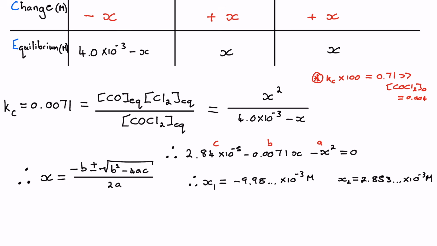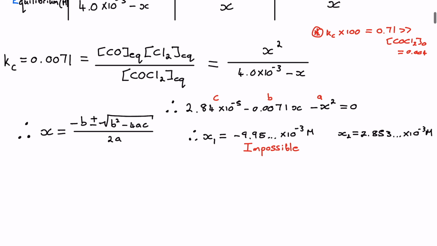Right, this can't be a negative quantity. It can never be a negative quantity, especially because x must be the concentration of some of the species at equilibrium. So this one is impossible. Root 1 is impossible. That means we go with x2. All right, and then we just plug it in. So therefore our concentrations at equilibrium, so the concentration of CoCl2, carbonyl chloride, at equilibrium is equal to 4.0 times 10 to the negative 3 minus x.